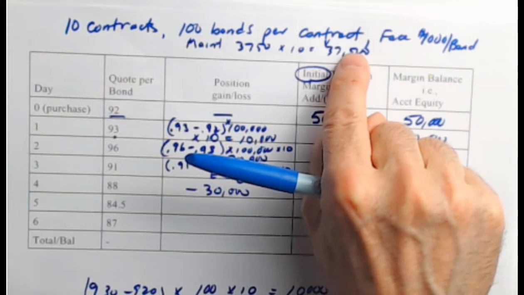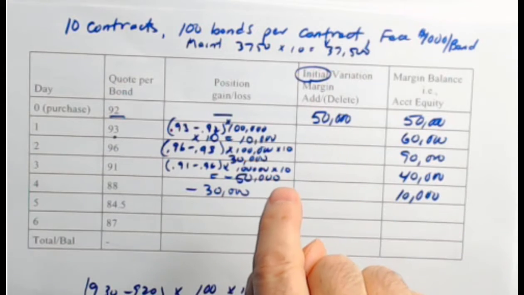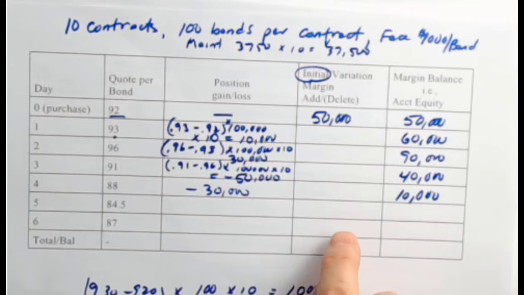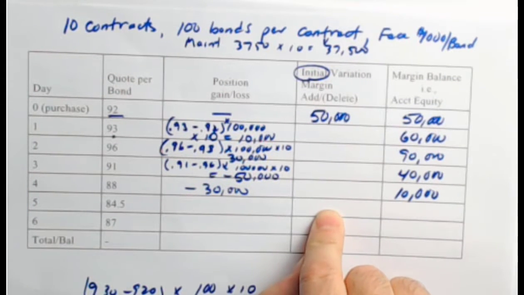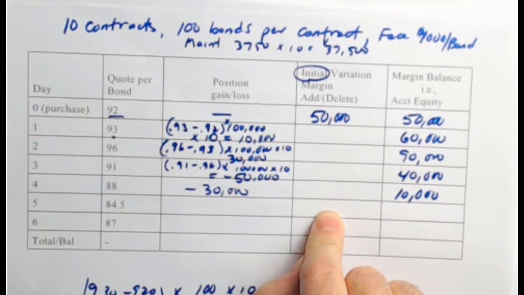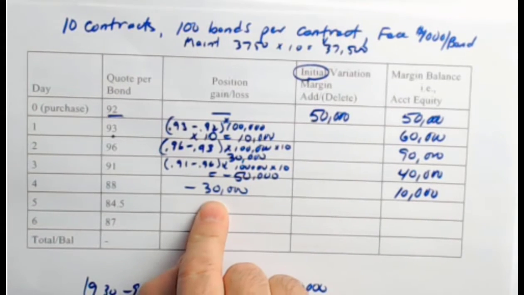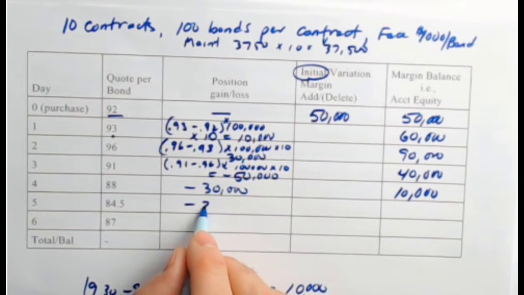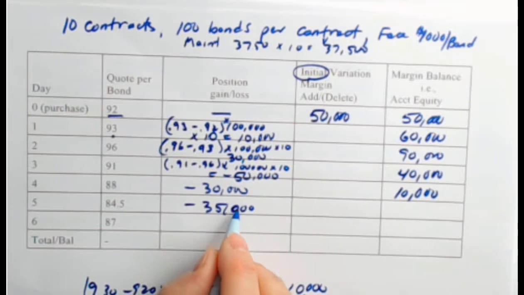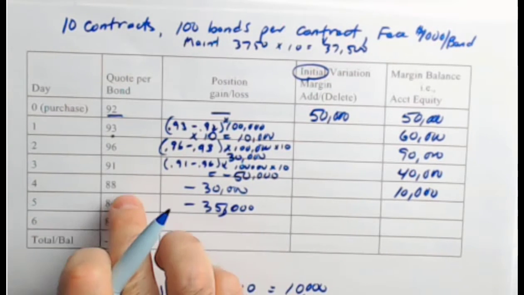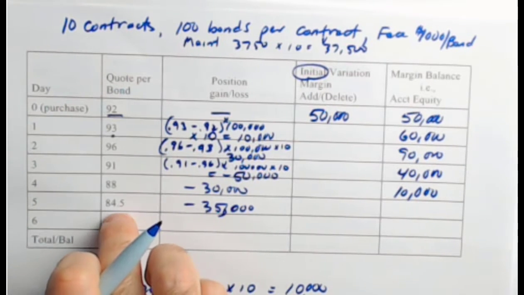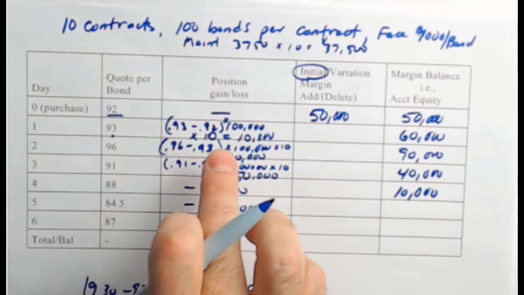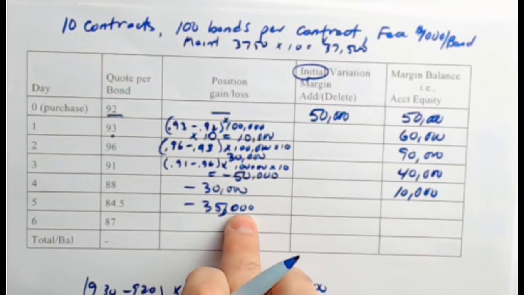Now remember, the house call comes the next day. We need to pony up money right here, and we're going to pony it up at the end of the day. But before we do that, let's figure out the gain or loss for this day. The gain or loss for this day is we're going to lose $35,000. That's a loss of $35,000 because it went from 88 to 84.5. So to do similar math to what we did up here, you'll get this amount.